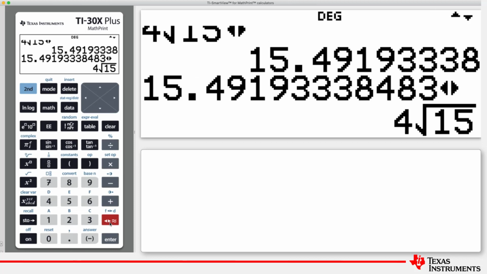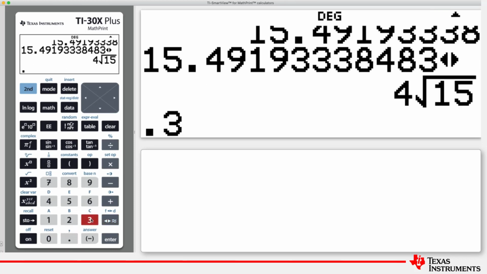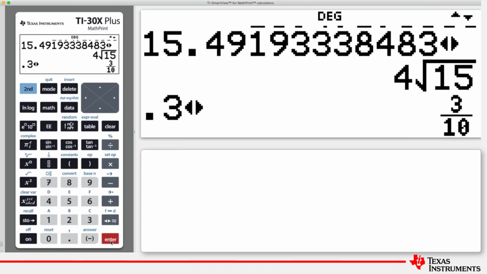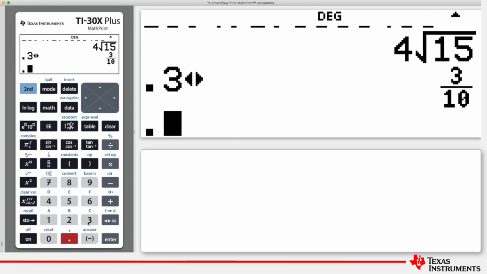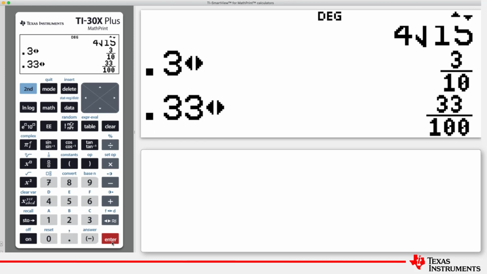How about decimal to fractions now? Let's explore 0.3, answer toggle, enter, and as we can see, it gives us the fraction form. Let's try 0.33, answer toggle, enter, still works, gives us a fraction form of 33 over 100.